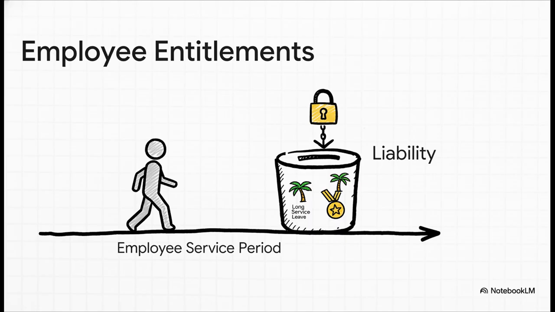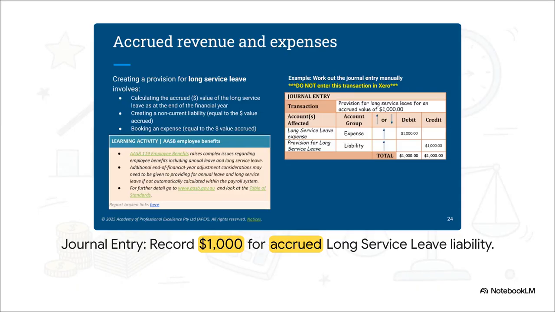A classic example is employee benefits. For FNSACC421, the source points out 2 key accruals we have to record: provisions for long service leave and annual leave. These are benefits that employees have earned, so the company now owes them that value. Here, the source material shows us the exact journal entry to record that long service leave liability. We debit the long service leave expense account, and we credit the provision for long service leave liability account, both for $1,000. This entry does 2 things perfectly.